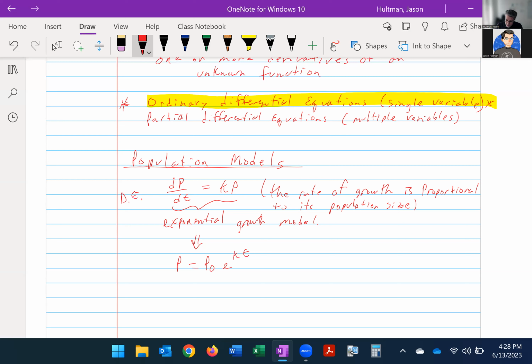So maybe I'll write it out once. I won't write it out again. That's what that means, differential equation. This exponential growth model, you've probably seen in other courses. It has a differential equation that looks like this. Population growth model.